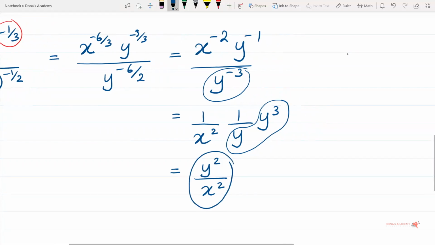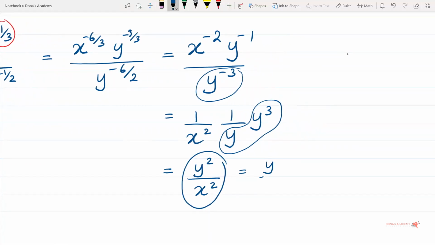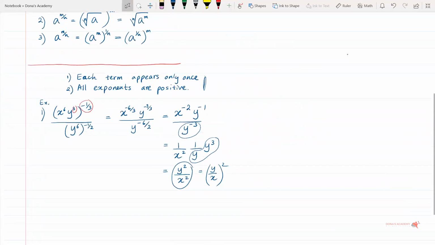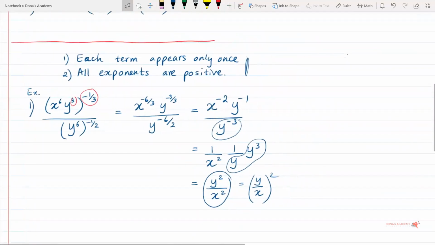If you like, you can keep your answer in this format. It's also okay. So you saw that there is no big difference. There is no difference between simplification of expressions with integer exponents and rational exponents.